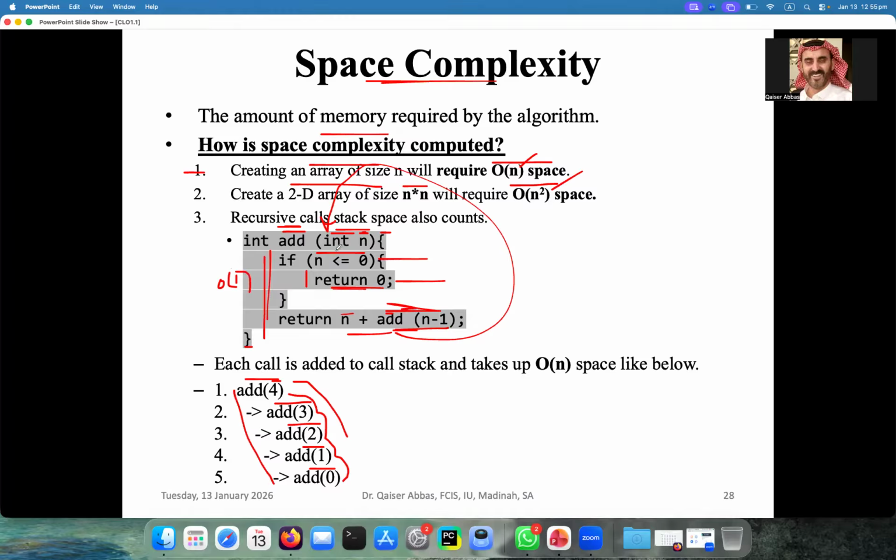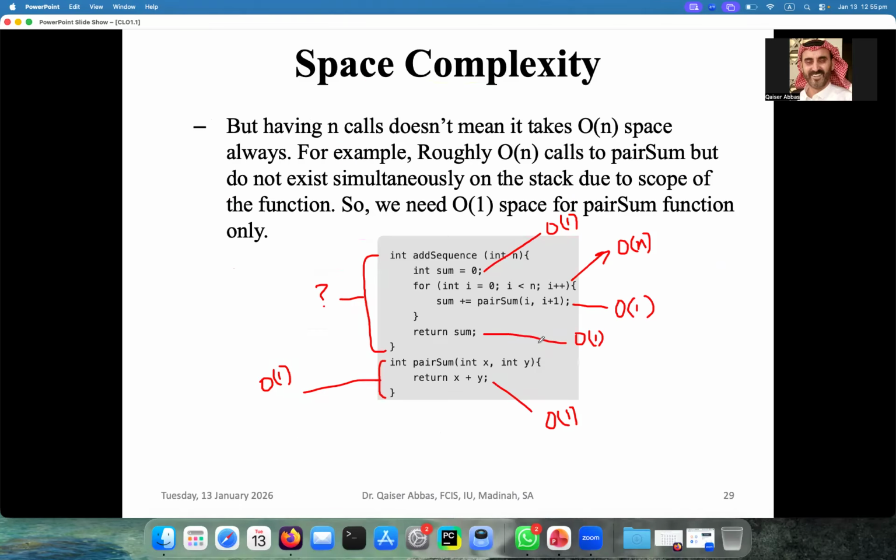But I have to identify how many times this is executing, repeating, or calling. Then this is saying that if n is equal to 4, then it is n times. That's why the complexity of this module or method is order of n. Understood? Understood, Ghazi? Okay.